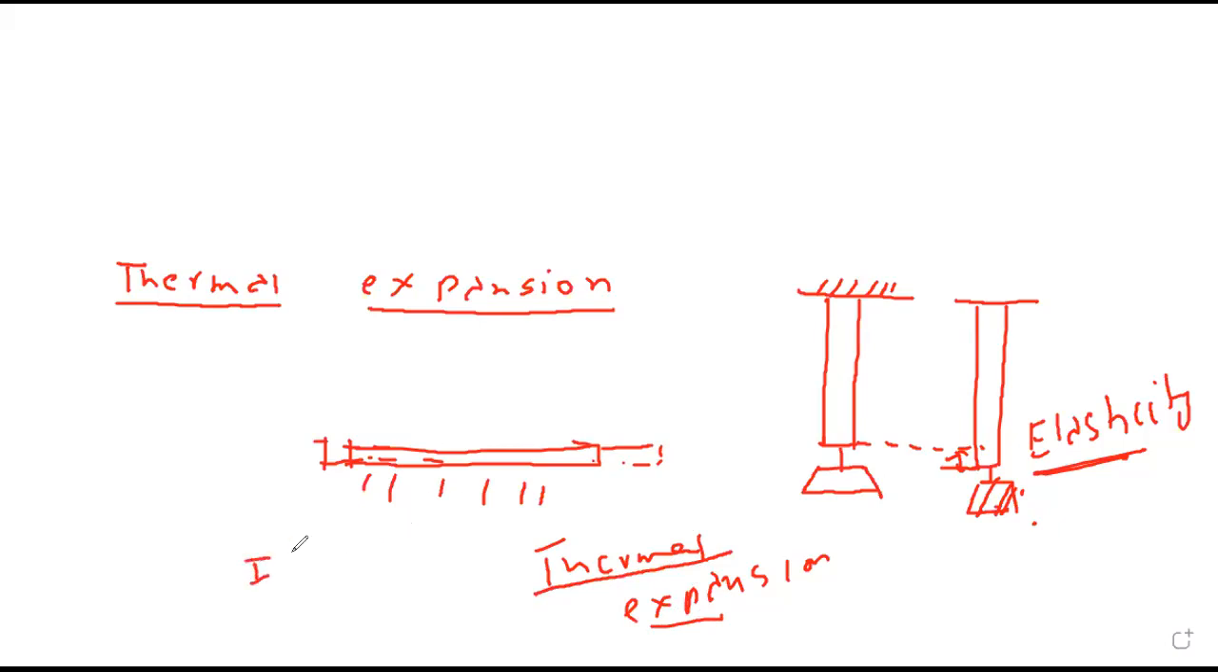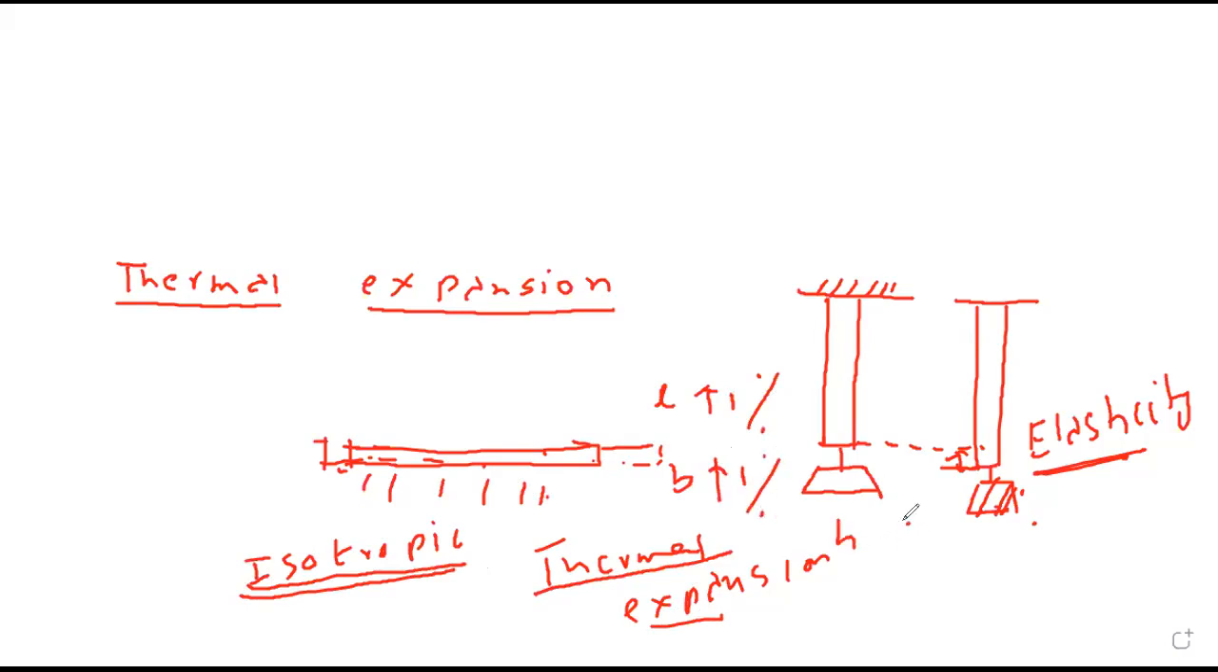See, we are talking about isotropic expansion. That means from left, right, up, bottom, it is expanding by the same percentage. That means if length is increased by 1%, breadth will also increase by 1%. Height will also increase by 1%. That is called isotropic expansion.